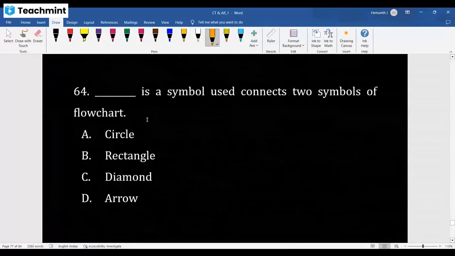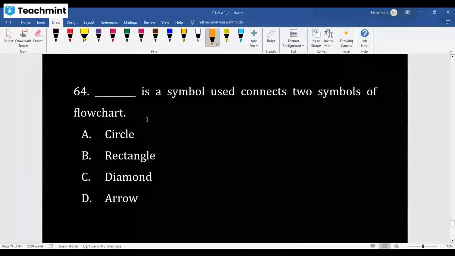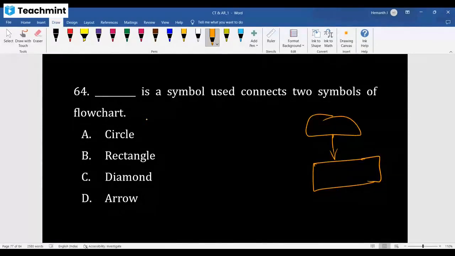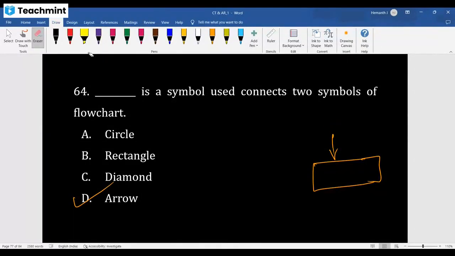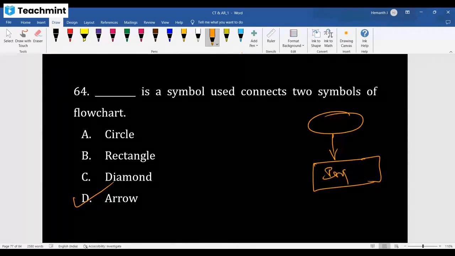Next, what is the symbol used to connect two symbols of a flowchart? Let's say this is start, then you are processing. So what connects these two is arrows, right? So this is start, then the next step, you need to do the process, giving the inputs, right? So this is connected by arrows.